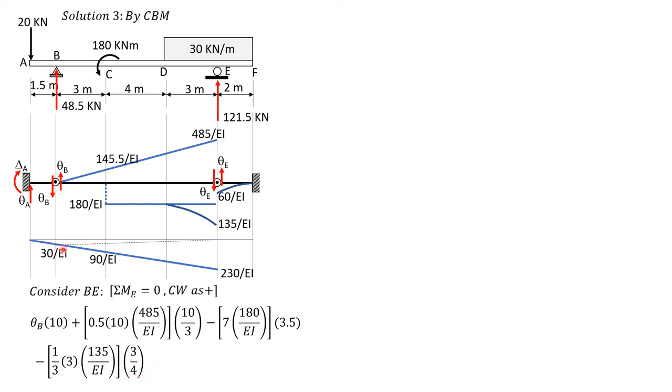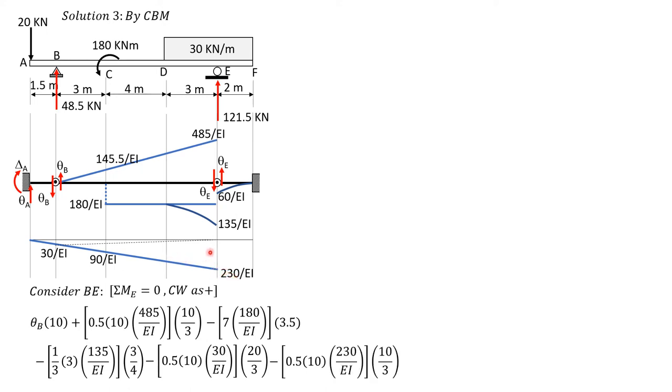Then we have here a trapezoid that's divided into 2. We have this small triangle first, minus 1/2 or 0.5 of 10 times 30 over EI times 20 over 3, the moment arm. And lastly, minus 1/2 or 0.5 of 10 times 230 over EI times 1/3 of 10 or 10/3. So equals 0. So computing, theta B equals 126.125 over EI.